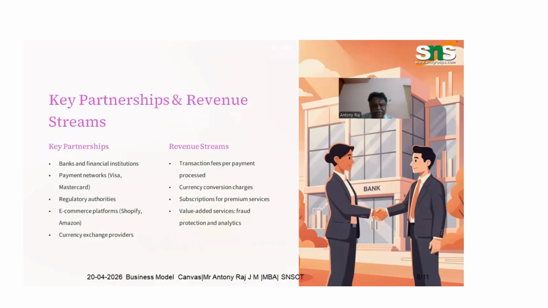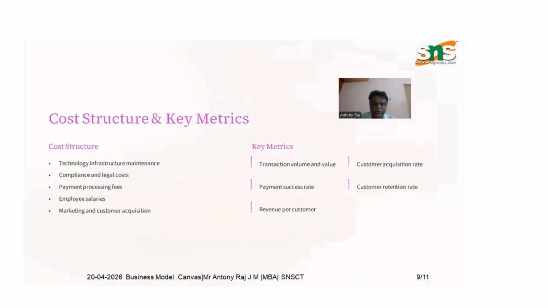Coming to the next part of the business model canvas: key partnerships and revenue streams. What were the key partnerships? They had partnerships with banks and financial institutions, payment networks like Visa and MasterCard, e-commerce platforms like Shopify and Amazon, and currency exchange providers. What were the various revenue streams Stripe had? One is currency conversion charges, and subscriptions for premium services. They also had value-added services like fraud protection and analytics, and transaction fees per payment processed was the key, core revenue stream.